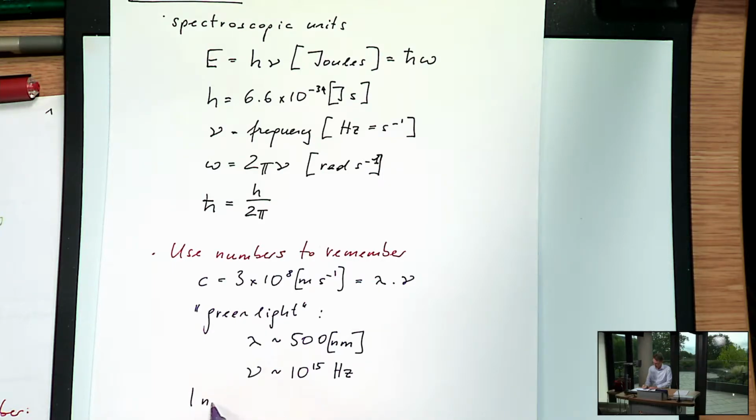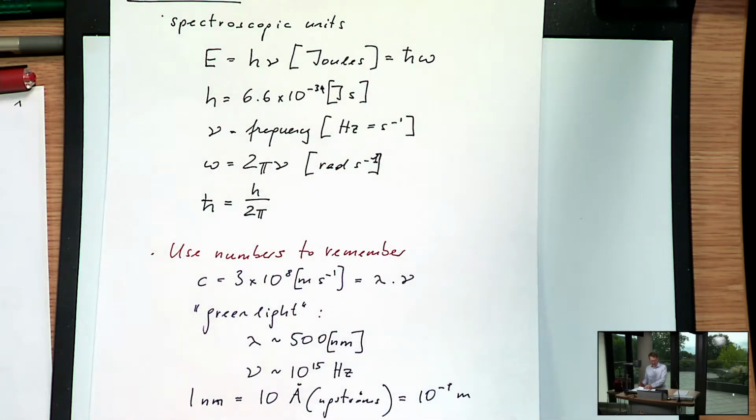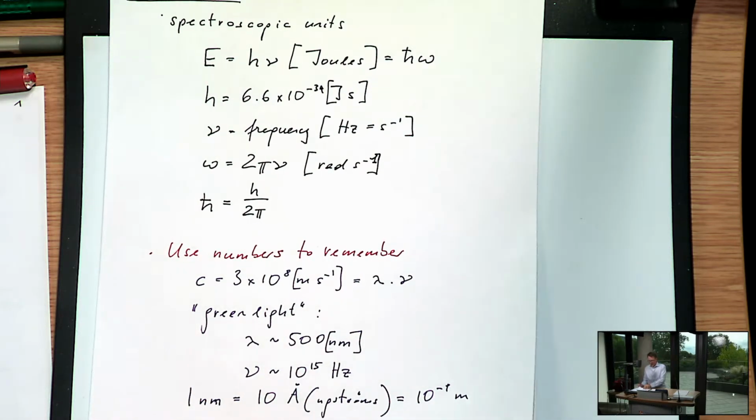Just to note again, 1 nanometer is equal to 10 angstroms, and that is equal to 10 to the minus 9 meters. This is useful because a hydrogen atom has the size of around an angstrom or so. So 10 to the minus 9 meters is 1 nanometer.